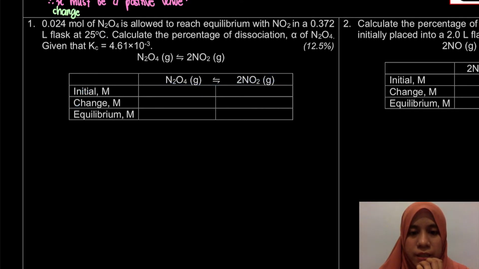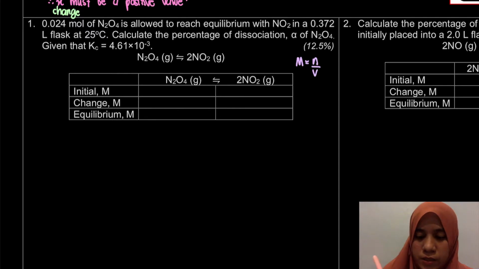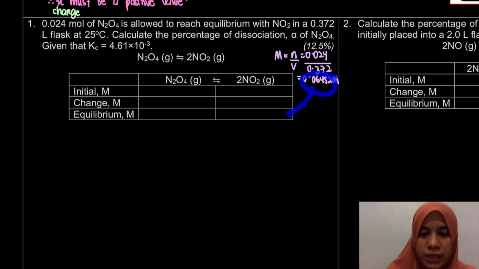Since the information says Kc, we will use concentration, which is M, capital M, molar. So we look at the molarity of N2O4. From the question, what is given here is the mole, so we have to change it into molarity. Molarity is number of mole over volume. From here, we can put this information into our initial.